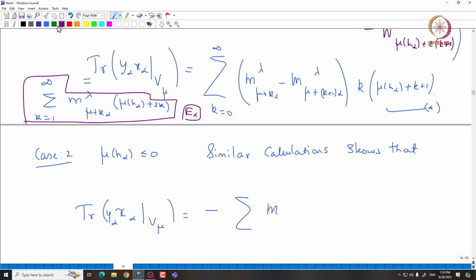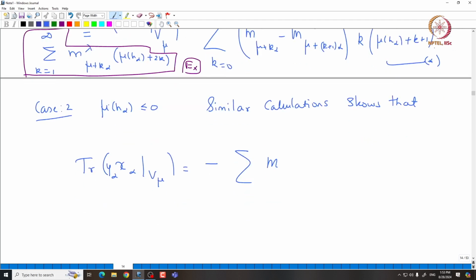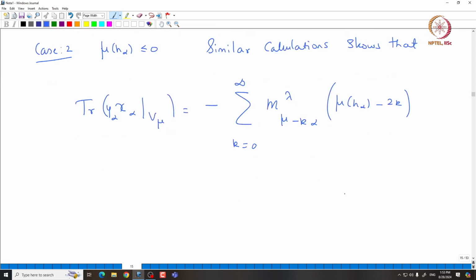So, using that, if you actually compute it for mu of h alpha less than or equal to 0, then you get a similar formula. The similar formula will look like the multiplicity of mu minus k alpha inside V lambda, where k runs over 0 to infinity, times mu of h alpha minus 2k. So, this is what you get for mu of h alpha less than or equal to 0. Now, if you put them together, what do you get?